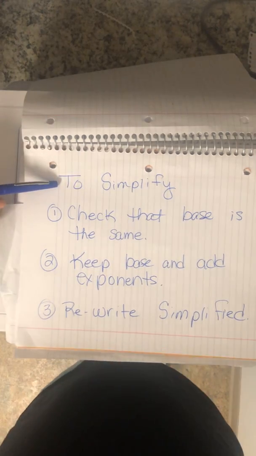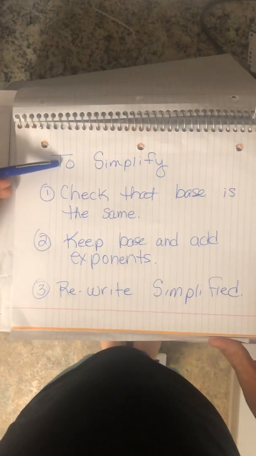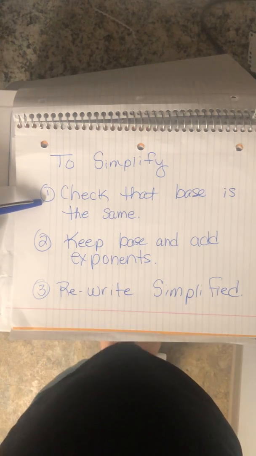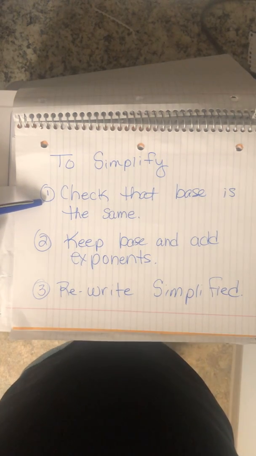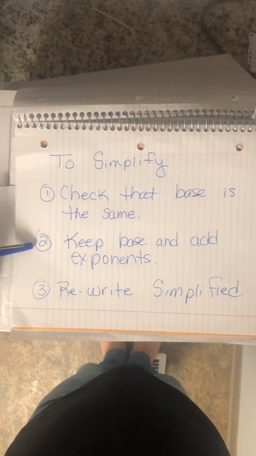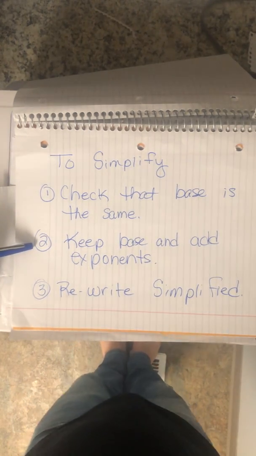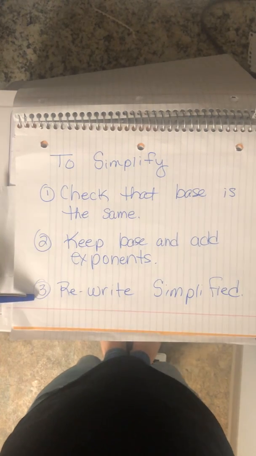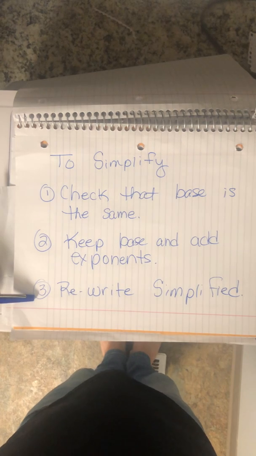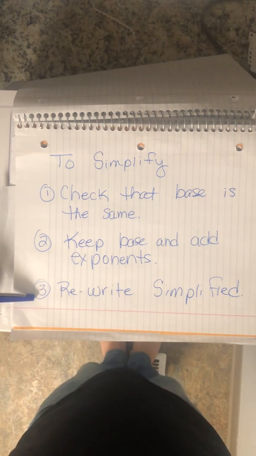To simplify, the rules are: number one, check that the base is exactly the same. This doesn't work if the bases are different. I'll talk about that in a second. Number two, keep the base and add the exponents together, and then number three, rewrite your new simplified exponential.